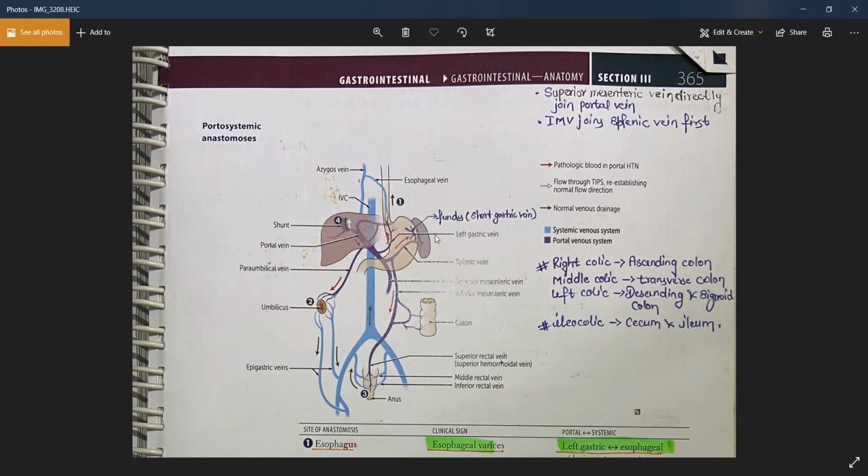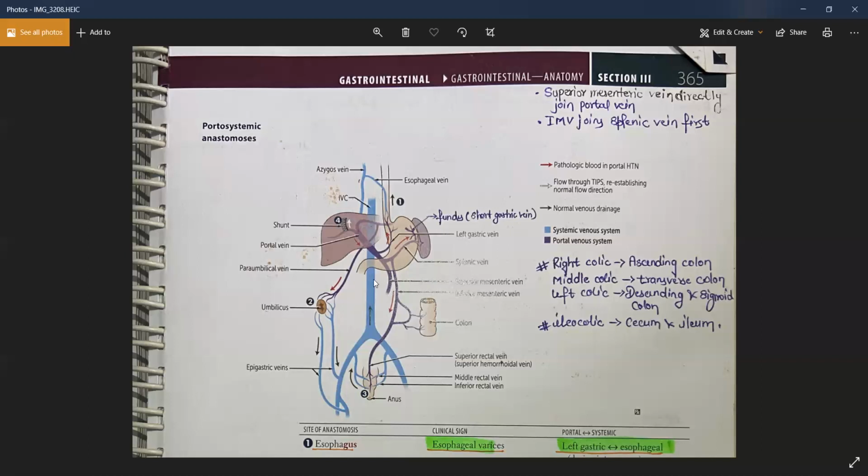Very important. And then this fundus, which is being drained by the short gastric veins, will ultimately drain the blood into the splenic vein, just like the artery. The short gastric arteries originate from the splenic artery. Similarly, the short gastric veins are draining the blood into the splenic vein, which is finally going to the portal circulation, then to the liver.